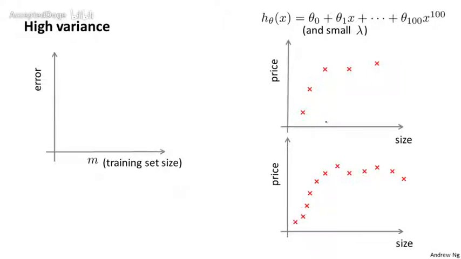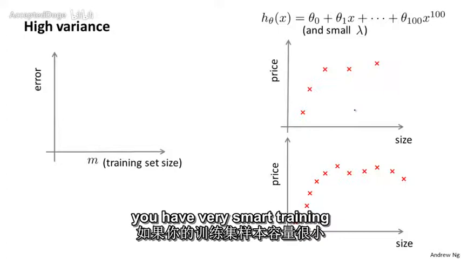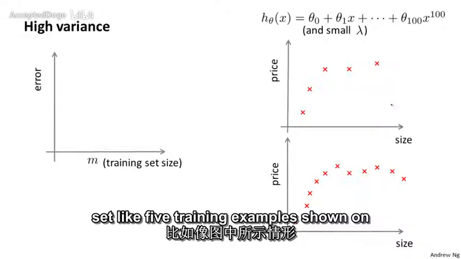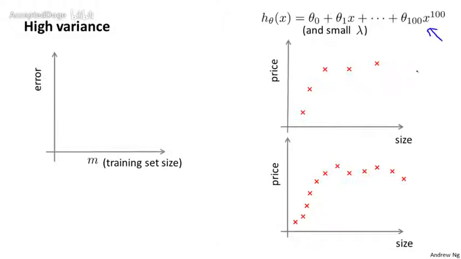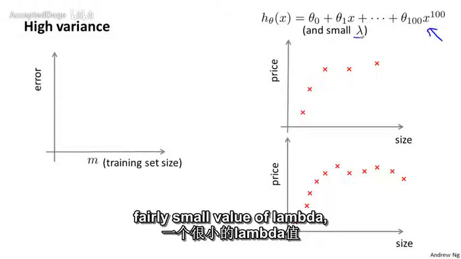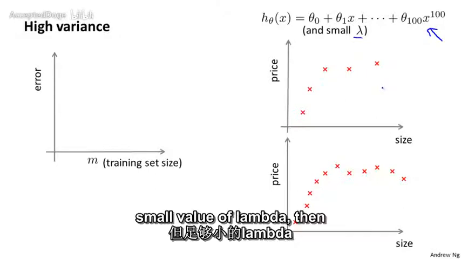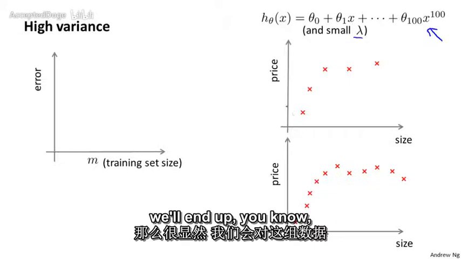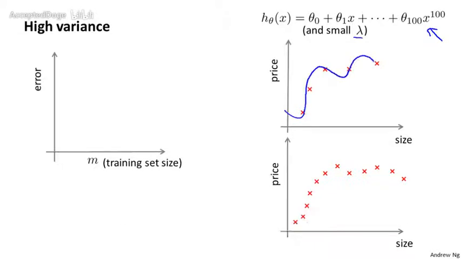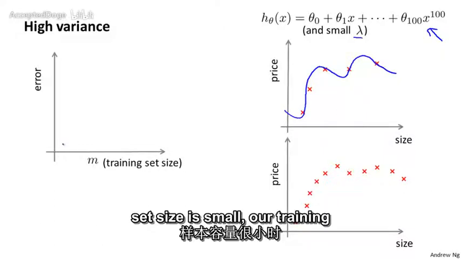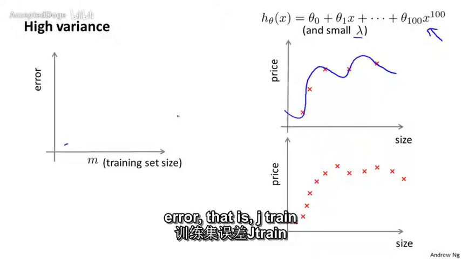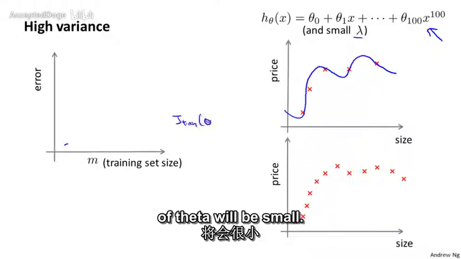Next, let's look at the setting of a learning algorithm that may have high variance. Let's first look at the training error. If you have a very small training set, like 5 training examples shown on the figure on the right, and if we're fitting, say, a very high order polynomial, I've written a 100th degree polynomial, which really no one uses, but just for illustration, and if we're using a fairly small value of lambda, maybe not 0, but a fairly small value of lambda, then we'll end up fitting this data very well, but with a function that overfits this.